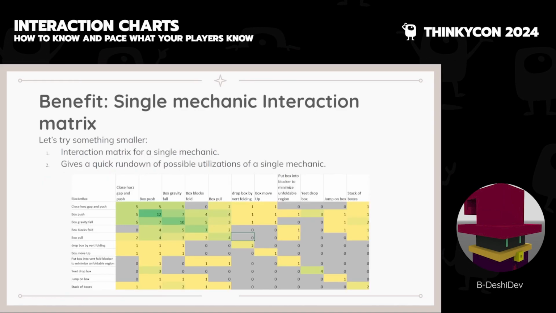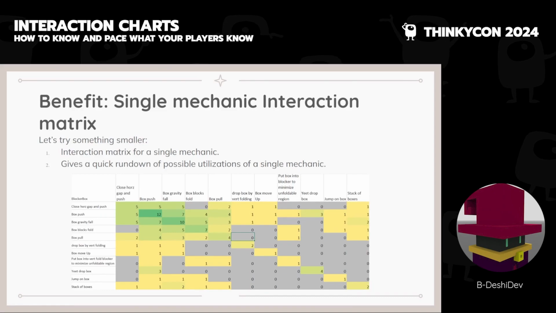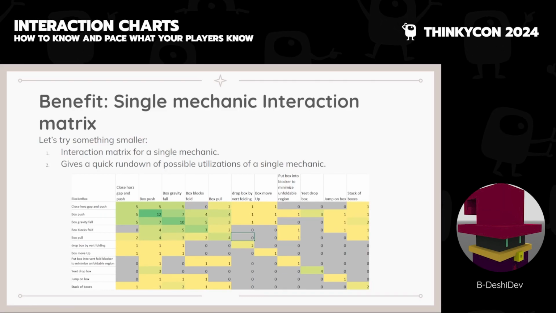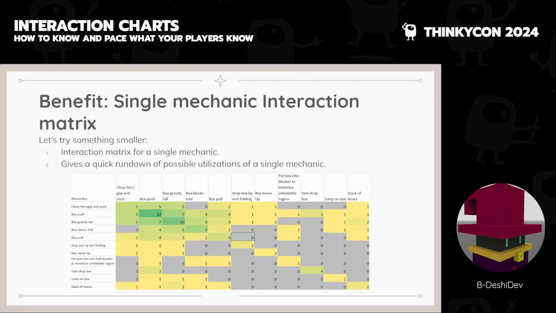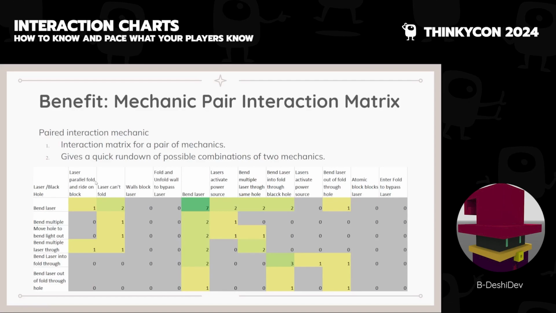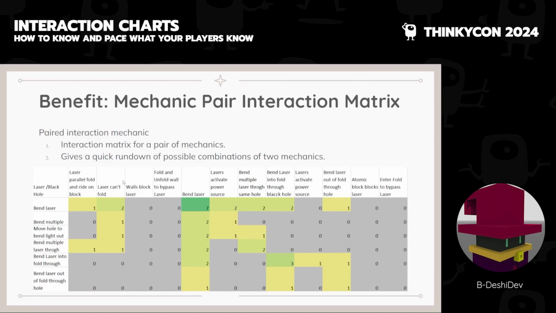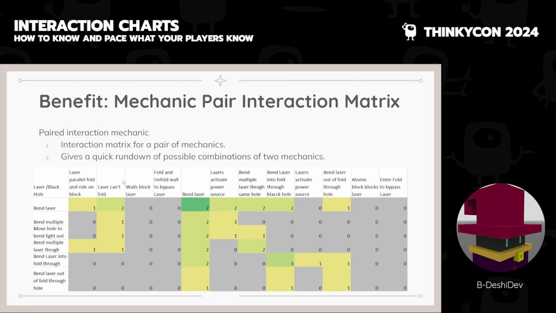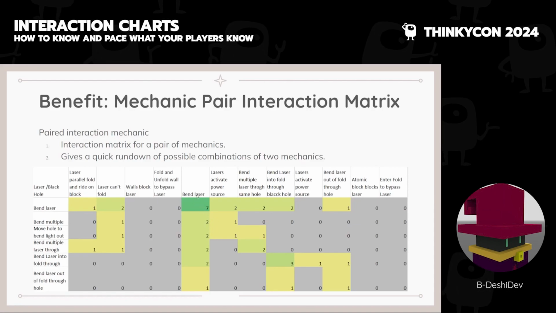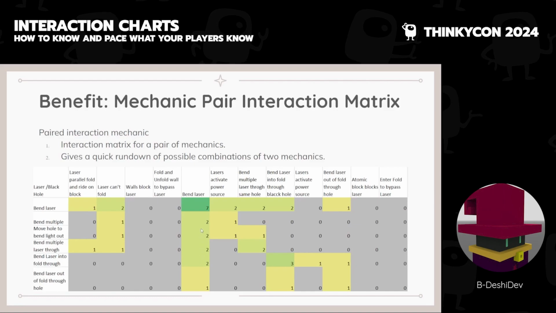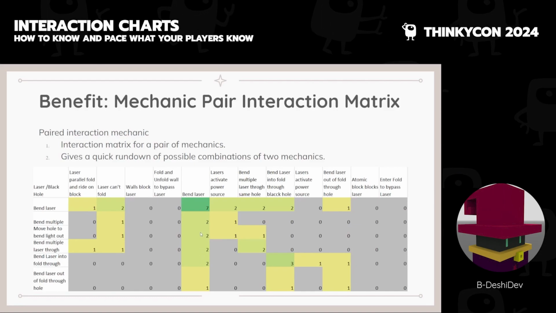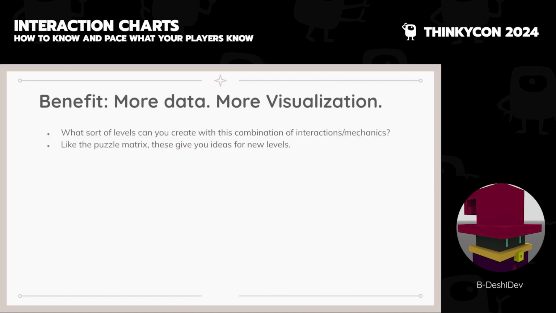We make an interaction matrix for a single mechanic. That is, we make every possible pair of interactions for that mechanic. This gives a quick rundown of possible realizations of a single mechanic. We can also try generating the interaction matrix for a pair of mechanics. So this gives us an idea of all possible ways we can combine two mechanics together. So for example, the bend laser interaction paired with the move hole to bend light out interaction for the black hole in about 2 levels.